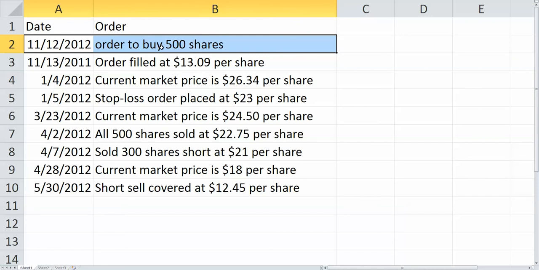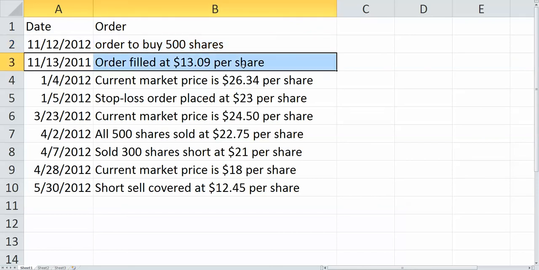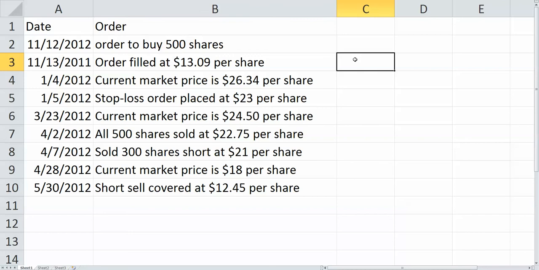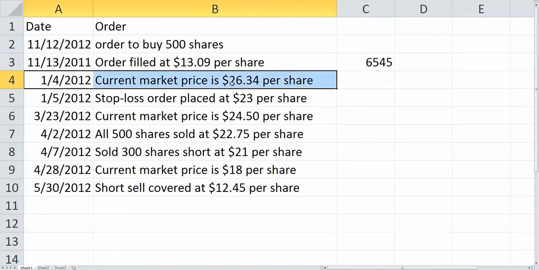So on November the 12th, I placed an order to buy some shares, but it's not filled until the following day. It is filled at $13.09 a share, so it is going to be costing me a total of 500 shares times 13.09, or $6,545 to buy the shares of stock. Here they're just telling me the current market price. I haven't placed an order, so I haven't locked in any gains or losses.